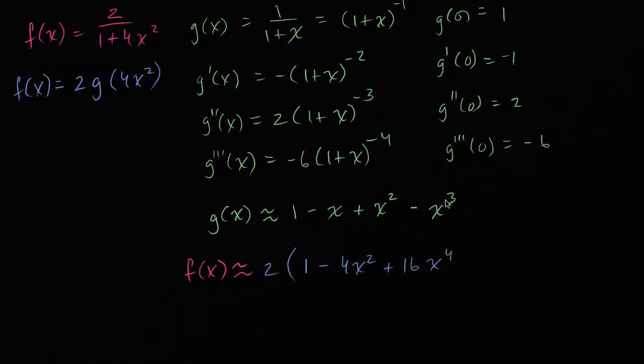And finally, minus x to the 3rd. But now an x is 4x squared. So it's minus 4x squared to the 3rd power. Well, that's going to be 64x to the 6th. So let me write that. Minus 64x to the 6th power. And then we could say that f of x is approximately equal to, distribute the 2: 2 minus 8x squared plus 32x to the 4th minus 128x to the 6th.